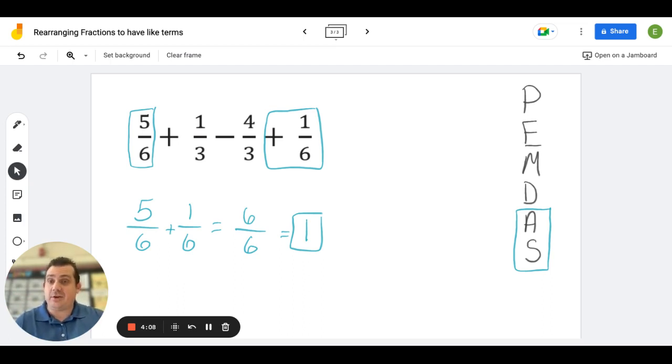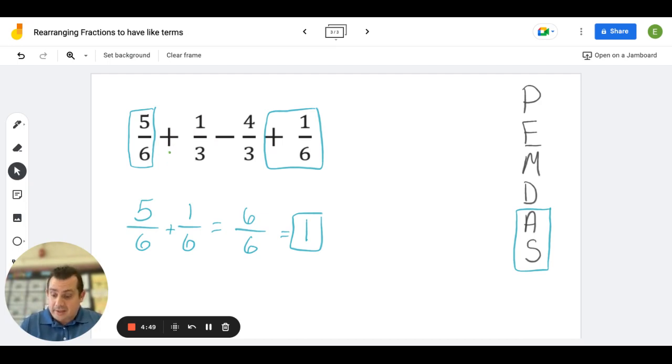Now, what is next for me to do? You can see up here we have plus 1/3 and minus 4/3. Well, I can't combine them. I'm not going to be able to add 1/3 and then subtract 4/3, because that's going to give me a negative number. So I've combined my 5/6 and my 1/6 and I got 1 whole. Now let me go to the left side of my equation and I'm back here with 1/3.